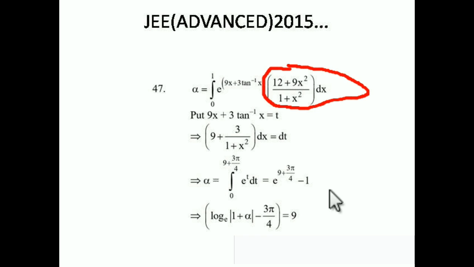Now take this one to the left hand side, then alpha plus 1 becomes e raised to 9 plus 3 pi by 4. Now we have to find out the value of log mod 1 plus alpha with the base e. That means log of this, and that becomes 9 plus 3 pi by 4. Minus we have 3 pi by 4 here. 3 pi by 4 and 3 pi by 4 get cancelled out and we are left with 9.